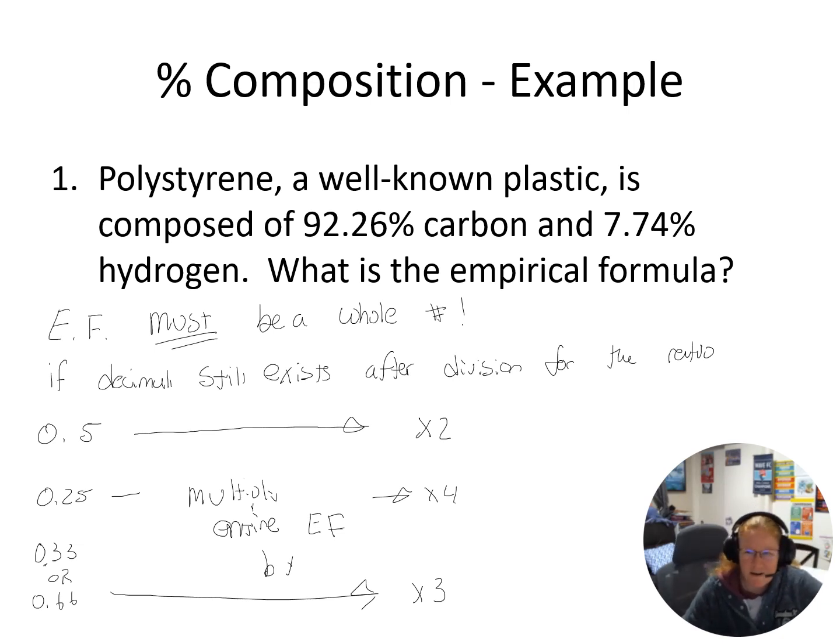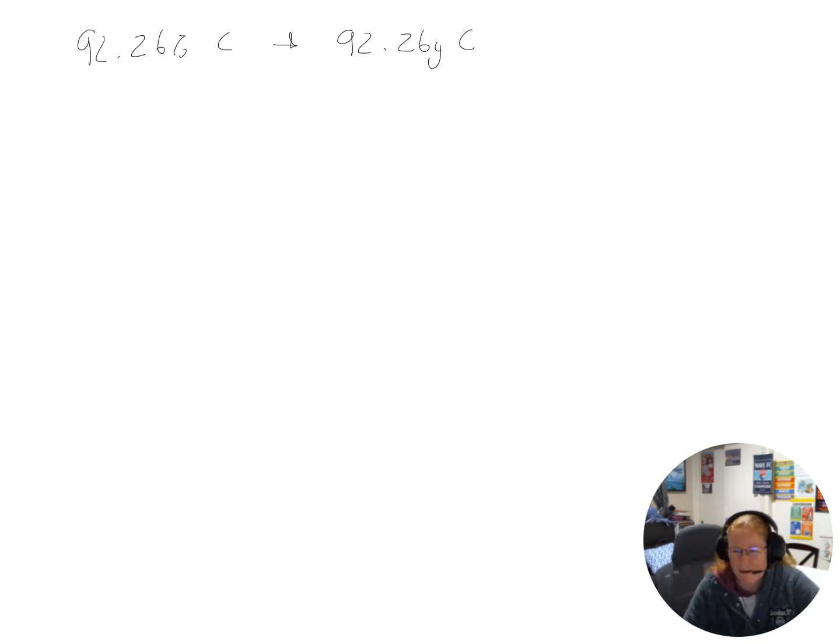We've got this polystyrene, 92.26% carbon, 7.74% hydrogen. What is our empirical formula? Well, remember, we make this assumption. If I have 92.26% carbon, I have 92.26 grams of carbon. Because what we're doing is we're saying, well, let's say I have 100 grams of my compound. Well, if this is out of 100, then 92.26% becomes 92.26 grams.